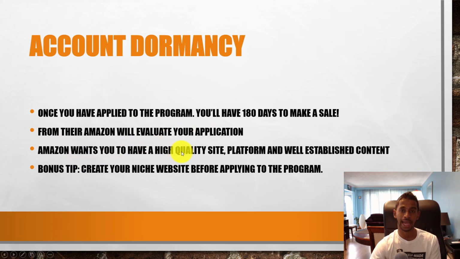Amazon wants you to have a high quality site, so a platform, as well as established content. So it can either be a high quality site, platforms such as Instagram, YouTube, etc., as well as established content. A bonus tip: create your niche website before applying to the program. Have your website built well in advance and have it established before applying, so that you can set things up right away and start driving traffic immediately, right?